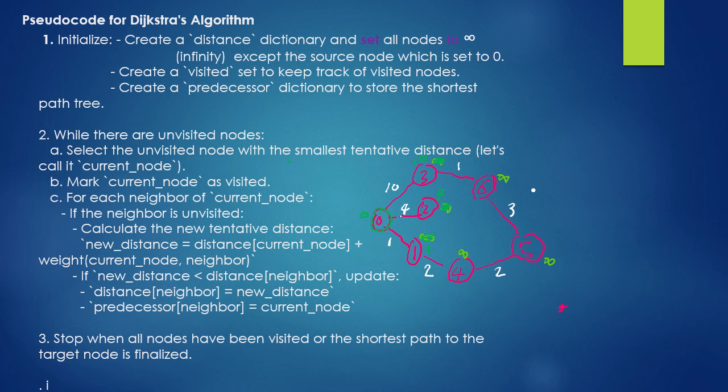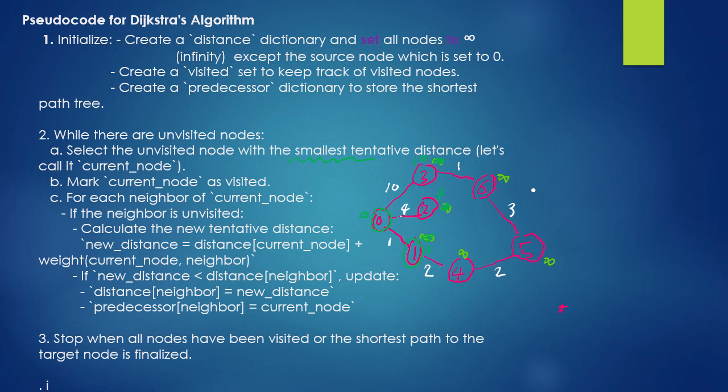For the next visit, which one is the smallest? This one is 1, that one is 4, that one is 10, so I will select this one to visit. When you visit, there are 3 steps: visit, update, and then choose the next visit. Once again, 3 steps: visit, update the neighbors if you can, and then select the next visit.